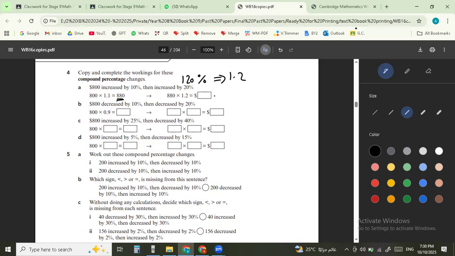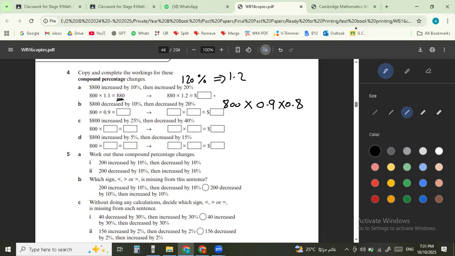Good. So 800 decreased by 10%. This means 800 times 90%, divided by 100, which is 0.9. Then decreased by 20%, which is 80%, divided by 100, 0.8.